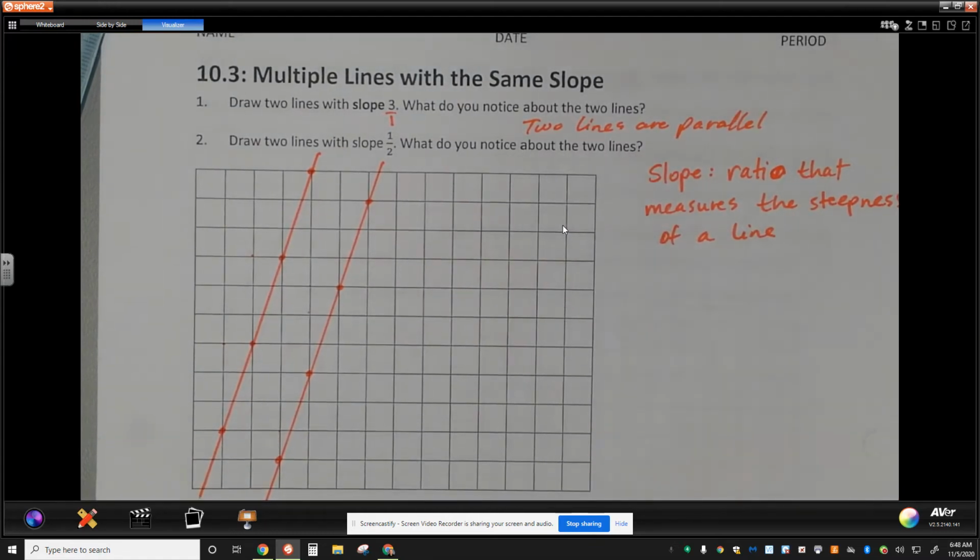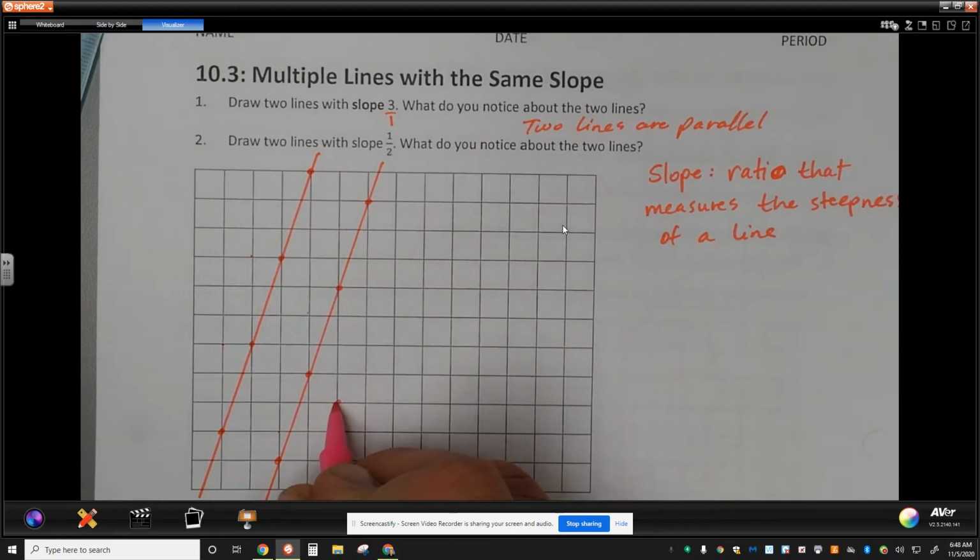Let's go ahead and do another couple of lines. Draw two lines with the slope of 1/2. And what do you notice about the two lines? Let's go ahead and start this line right here.